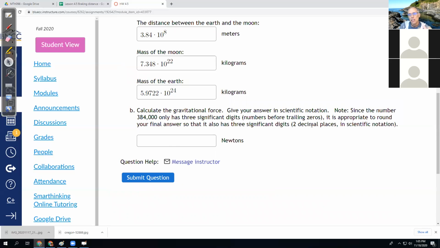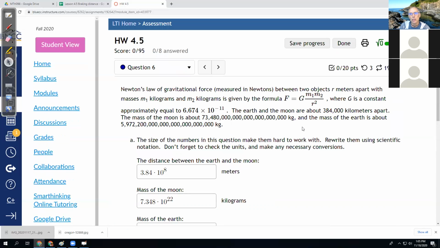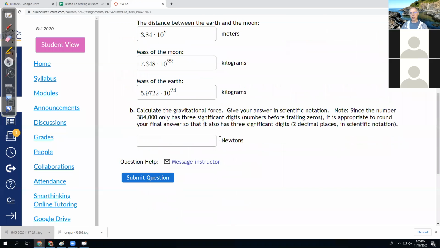And then they talk about significant digits here. And significant digits means the number of non-zero digits that you start with. So we had a 384, that's 3 significant digits here. We had 7348, 4 significant digits there. And this one had 59722, that's 5 significant digits. In science, you can only use the least number of significant digits in the answer, which would be 3 significant digits here. So that means I have to round to 3 decimal points when I state the answer. What else? Give the answer in scientific notation.